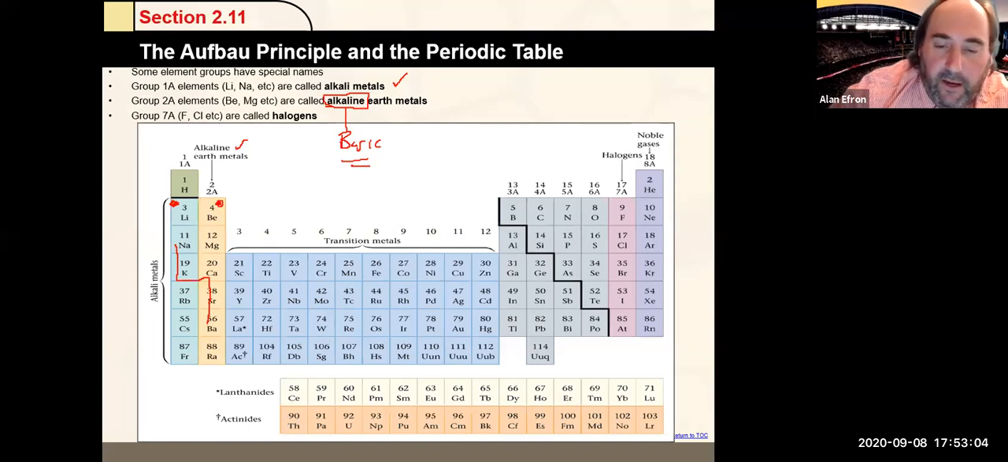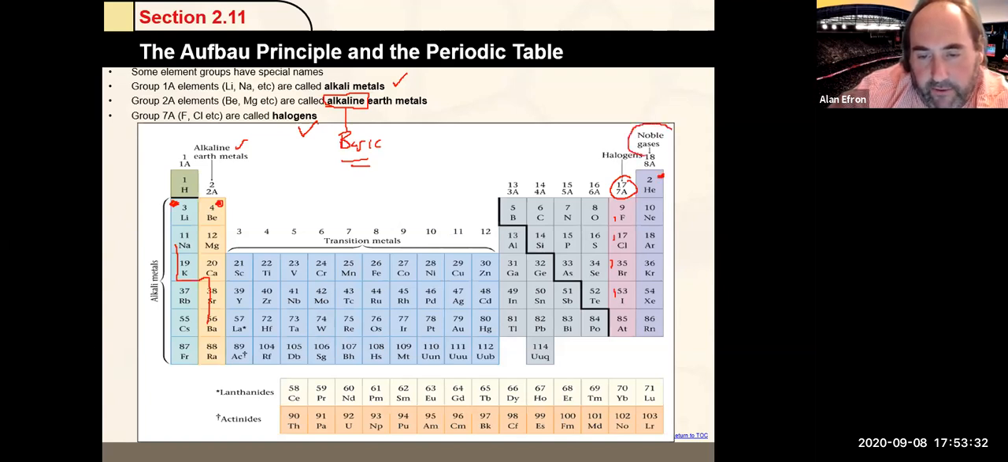Skipping all the way across to group number 7, which is our fluorine, chlorine, bromine, iodine. These are a lot of those diatomic molecules. Those are what are known as the halogens. So the halogens are group 7 on the periodic table, and fluorine, chlorine, bromine, and iodine are members of it. And our last important group goes right next door, up here with helium and down.